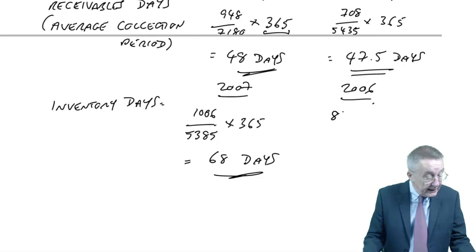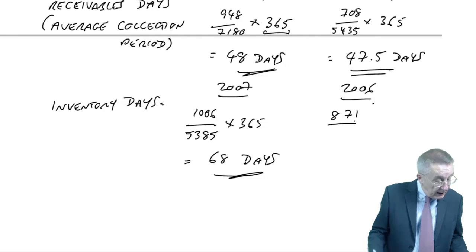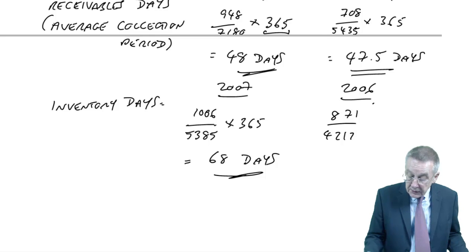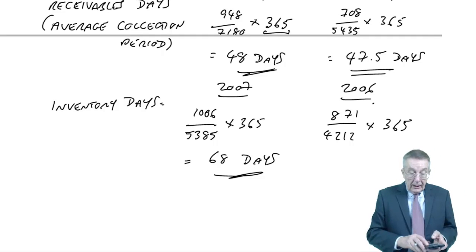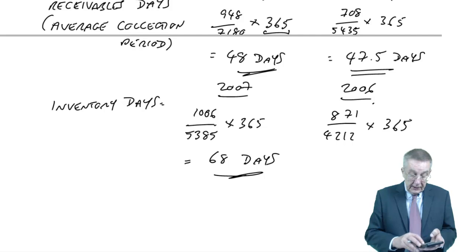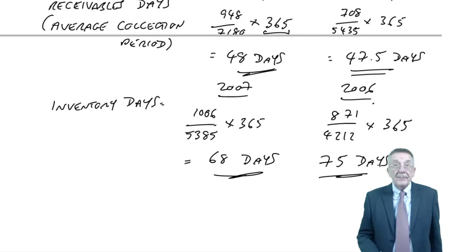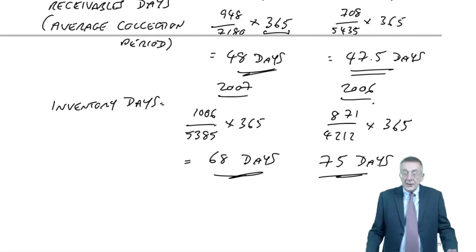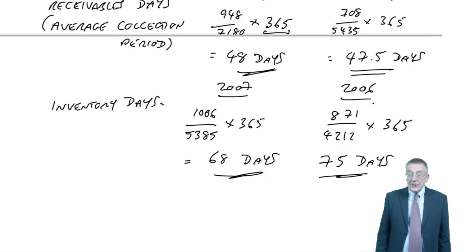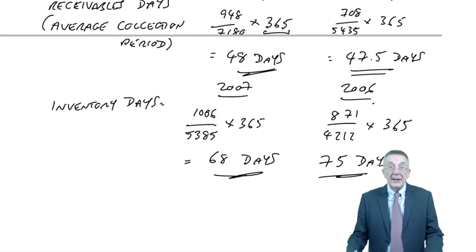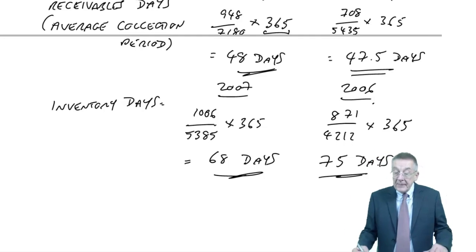Inventory was 871. Cost of sales 4212. 871 divided by 4212 times 365. 75 days, which again, without knowing what business we're in, that does seem horrendous. So at least we've managed to get it down a bit this year, but it still does look rather high.